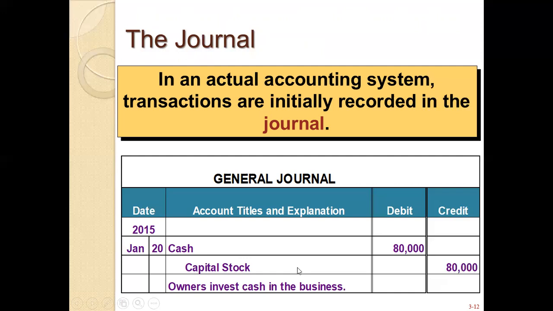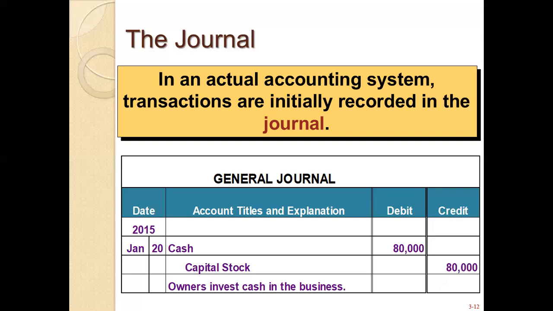Similarly, your capital stock is a part of owner's equity. Am I right? Yes, capital stock is a part of owner's equity, and owner's equity by nature is a credit balance. We learned that an increase in owner's equity is written as a credit. Now, with the help of the capital stock, the owner is investing 80,000, and we write there in capital stock 80,000.